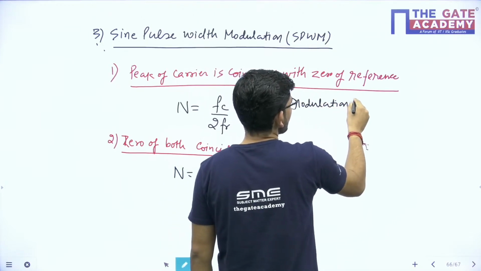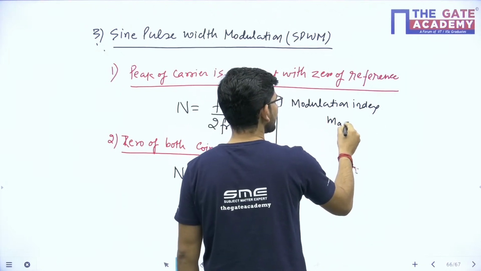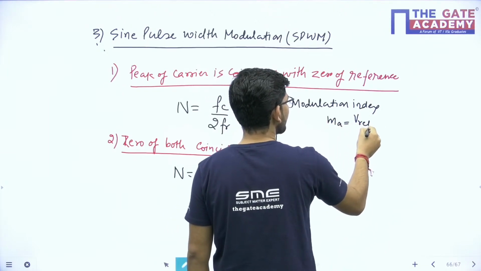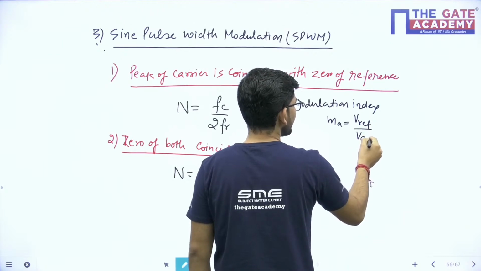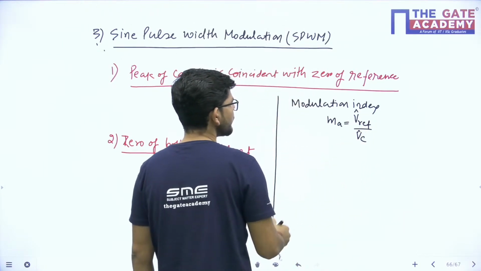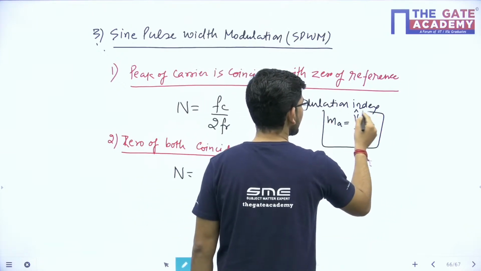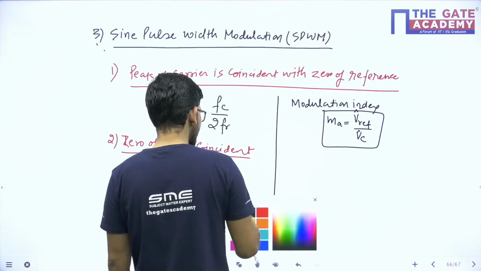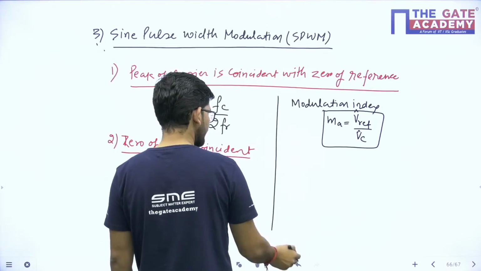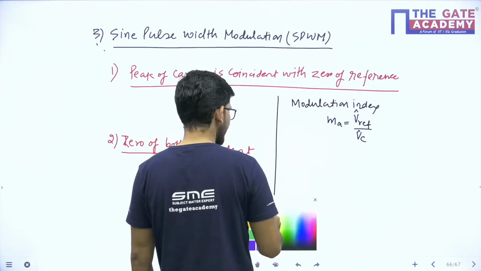We have modulation index, which is denoted by MA, and it is equal to peak of reference upon peak of carrier. It is the ratio of peak of reference to the peak of carrier. So this is what is called the modulation index.